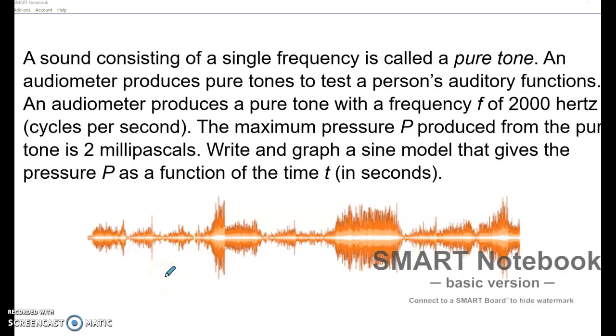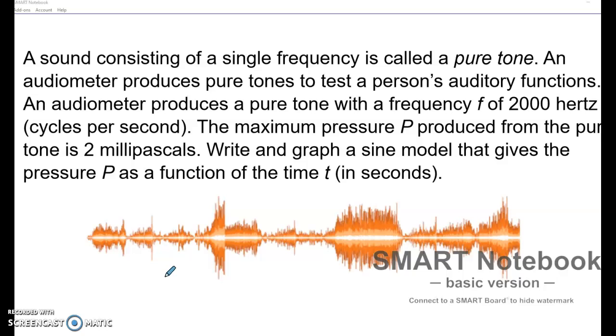So let's say that we have a sound consisting of a single frequency. That is called a pure tone. An audiometer produces pure tones to test a person's auditory functions, and it uses a frequency of 2,000 hertz, or cycles per second. The maximum pressure P produced from the tone is 2 millipascals. So we're going to write and graph a sine model that gives the pressure P as a function of time T.